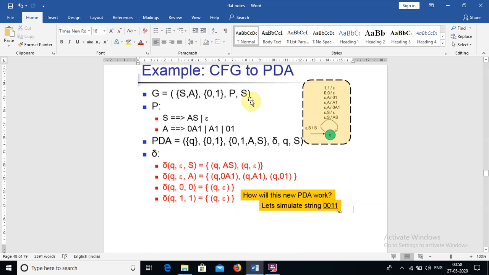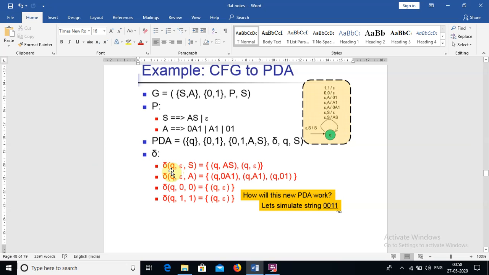See the example, this is the grammar and this is the PDA. These are the set of non-terminals, terminals, production rules, and start symbol, with the production rules given like this. If we start at the S non-terminal, we push it into the stack and replace it with the production rules related to S on the stack. So the transition function is defined like this.